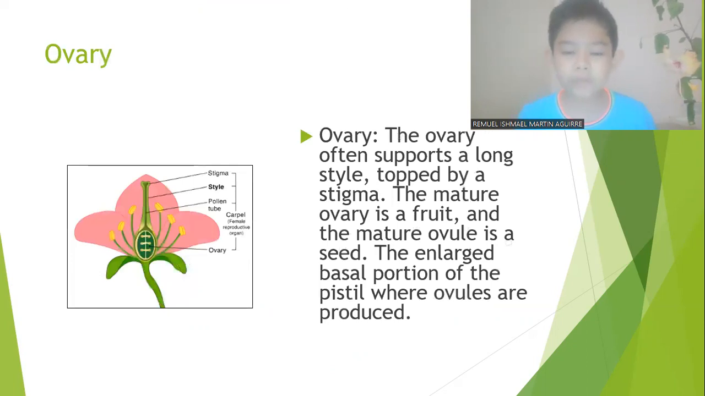Ovary. The ovary often supports a long style topped by a stigma. The mature ovary is a fruit and the mature ovule is a seed. The enlarged basal portion of the pistil where ovules are produced.